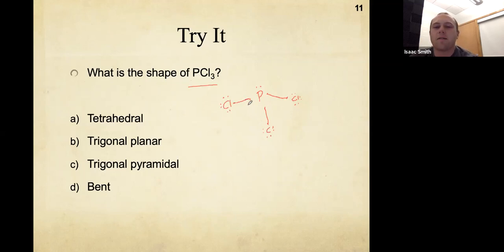Since we're looking at the central atom here, there are 4 electron groups, right? We have a lone pair, which counts as 1. This bond counts as 1, that bond counts as 1, and that bond counts as 1. So the electron group geometry would be tetrahedral. Okay. Now the question is asking for the shape, which would be the molecular shape.